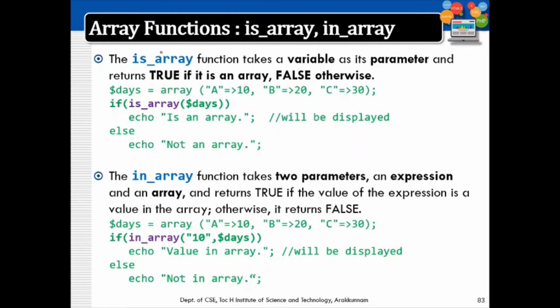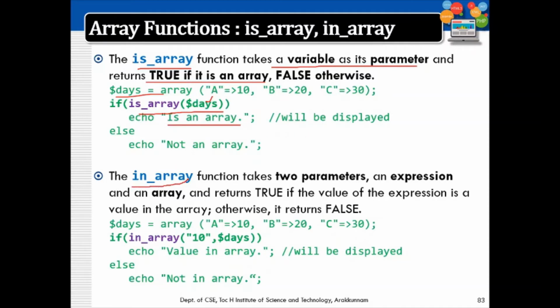Then we have a function is_array. It will take a variable as the parameter and returns true if it is an array. So it will help you to check whether the given variable is an array or not. I have an array again here, is_array($days). Of course, $days is an array, so it will print that it is an array.